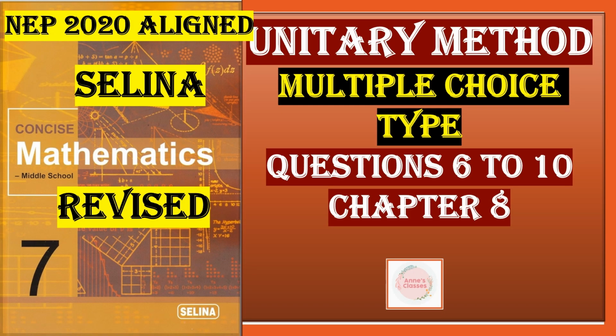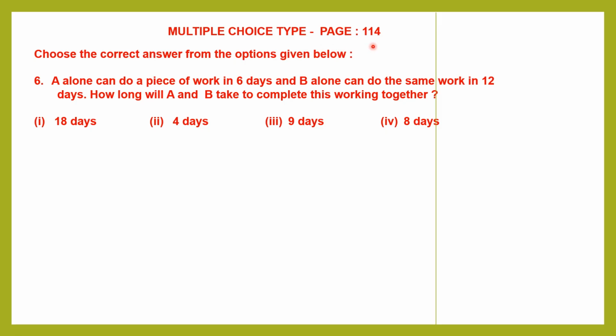Let's do unitary method, the multiple choice type. Now this is chapter 8, page number 114. Choose the correct answer from the options given below. We are doing question 6.